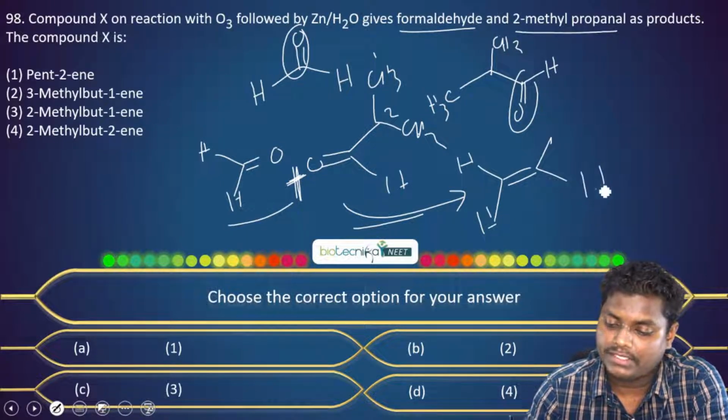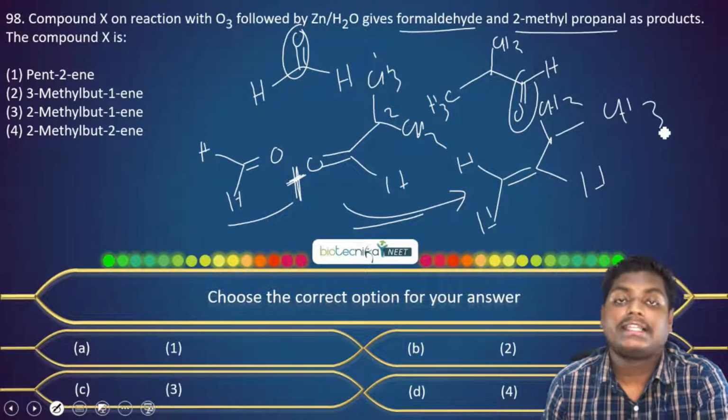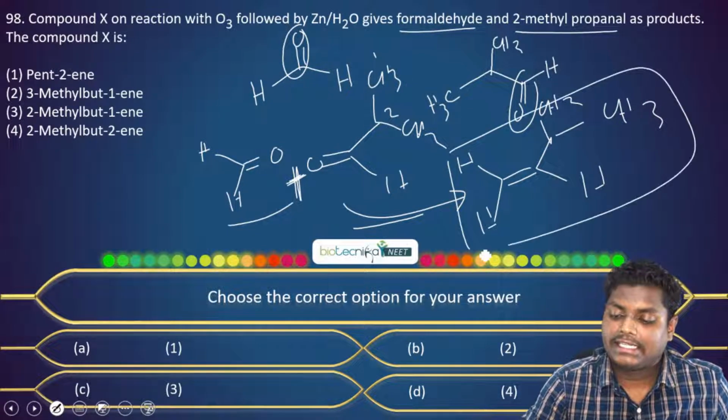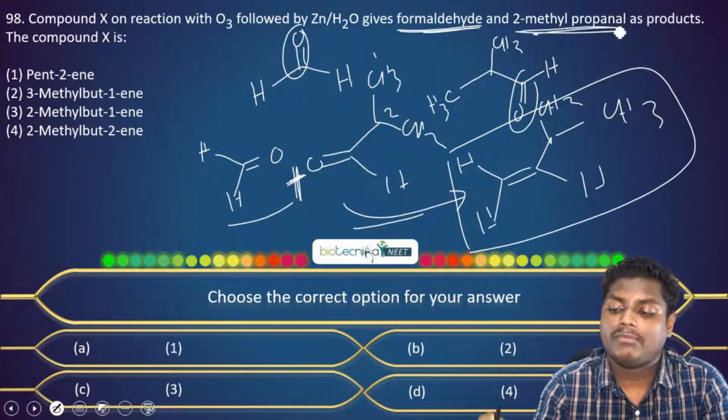This alkene would have given us the products. If we do ozonolysis of this alkene, it will give us formaldehyde and 2-methyl propanal.